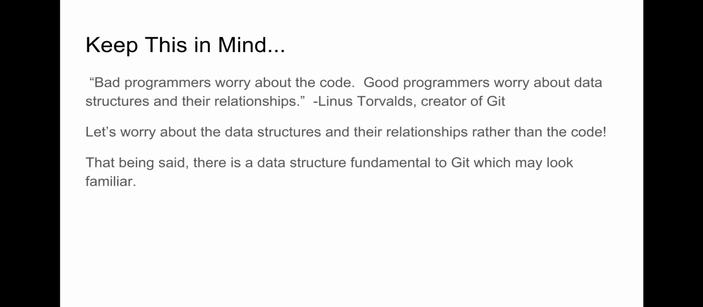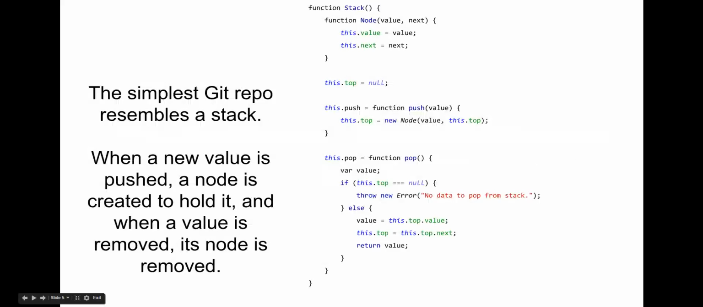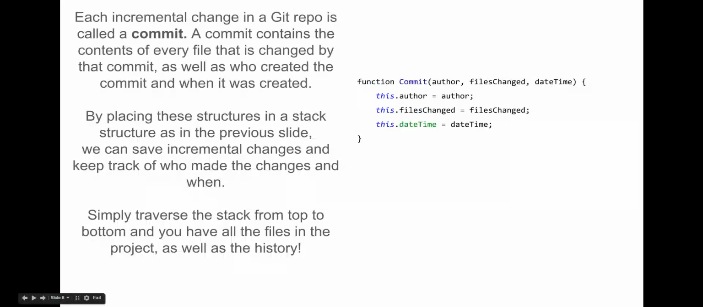So all that being said, there's a data structure fundamental to Git, which is probably going to look familiar to you. The simplest Git repo resembles a stack. When a new value is pushed onto a stack, a node is created to hold it. When a value is removed, its node gets removed. And I have here some very simple JavaScript code to implement a stack. This is, of course, not how Git works. I'm doing this for illustrative purposes because this is like what Git does.